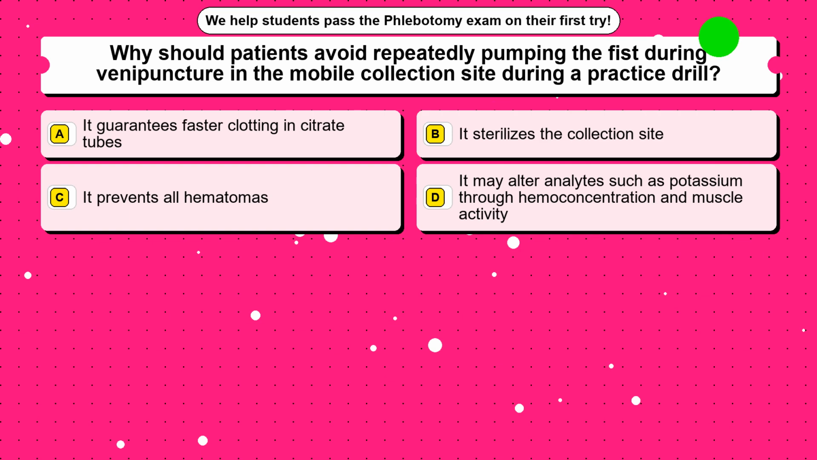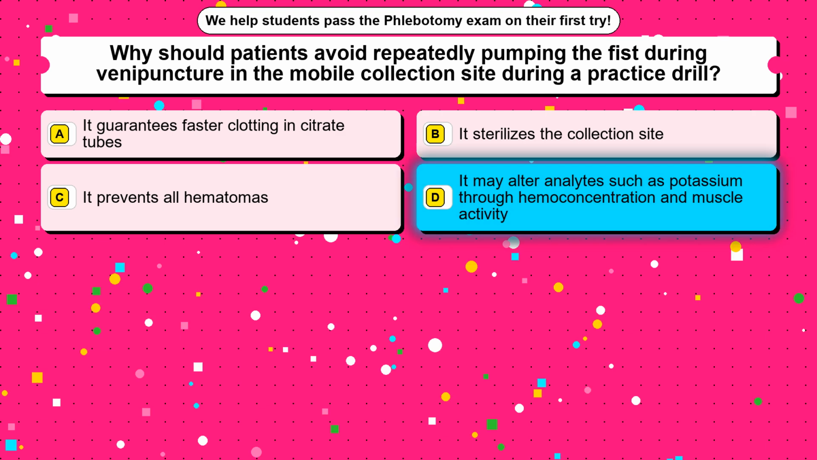Question 33. Why should patients avoid repeatedly pumping the fist during venipuncture in the mobile collection site during a practice drill? Option A. It guarantees faster clotting in citrate tubes. Option B. It sterilizes the collection site. Option C. It prevents all hematomas. Option D. It may alter analytes such as potassium through hemoconcentration and muscle activity.